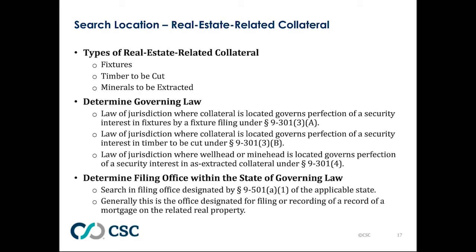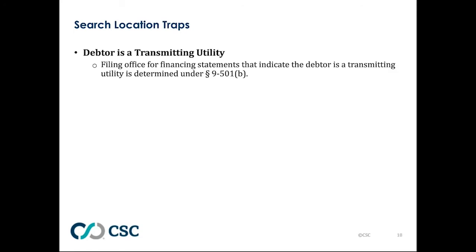Typically, that's going to be the office where a mortgage would be recorded on the related real property, so in the real estate records. There are a couple of traps for filing in the real estate records, however. One of them has to do with when the debtor is a transmitting utility. The filing office for financing statements when the debtor is a transmitting utility, there's a special rule in Section 9-501 for this. But most states designate the same office as the central filing office. So it'll be the Secretary of State in most cases.